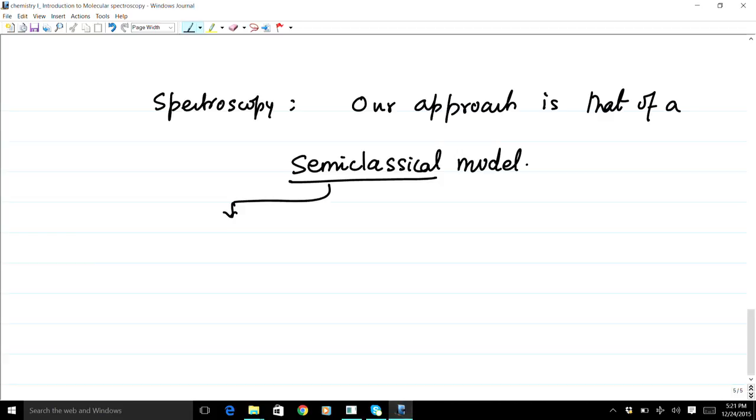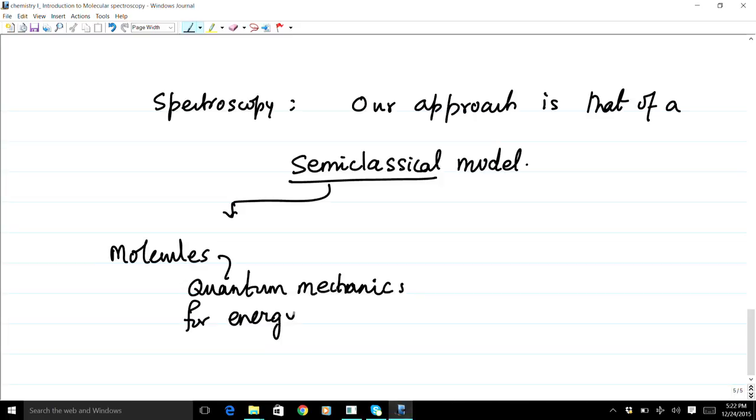What is not classical? We treat the molecules as quantum mechanical systems, and therefore we study the molecular energy levels by solving the quantum mechanical equation, namely the Schrodinger equation. Molecular energy levels are thus treated using quantum mechanics.